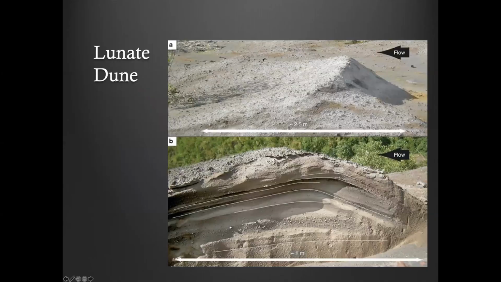Here's an example of a lunate dune. Here's the flow direction. So it curves downflow. And if we take a cross section of that, we're just basically cutting off this side and exposing it. You can see how the grains migrate up and then down this lunate dune form.